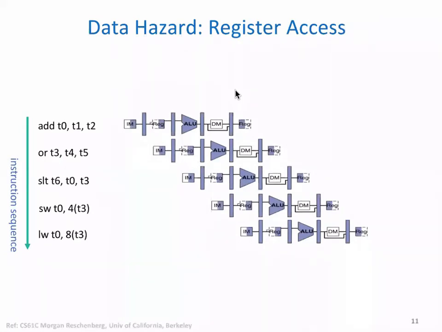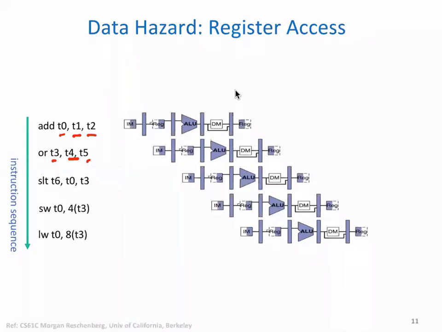So this is one such example. Look at the instruction sequence. There are 5 instructions. First instruction: add T0, T1, T2, which means that the contents of registers T1 and T2 are added and put into register T0. Then the second instruction: logical or T4, T5 going to T3. Do you see any dependency here between the two? No, these are independent instructions.